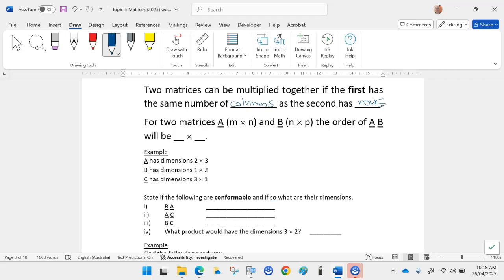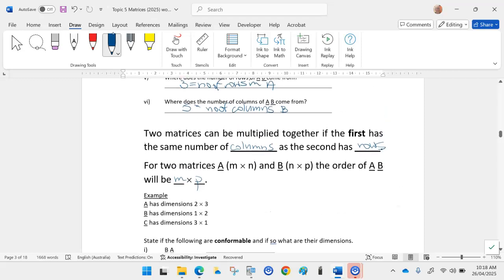For two matrices A with order m by n and B n by p, the order of AB is m by p. I know I can multiply them together, A and B, and they will have the order m by p. Now, in normal multiplication, 3 times 4 does equal 4 times 3, but that doesn't necessarily mean that they are swapsies in matrices. AB may not work if you swap them around.